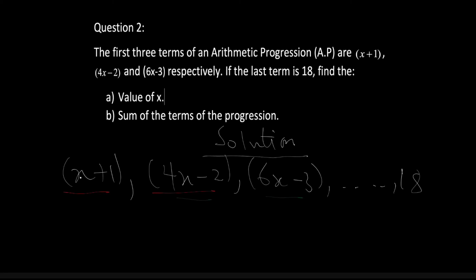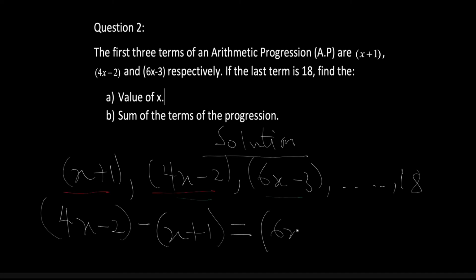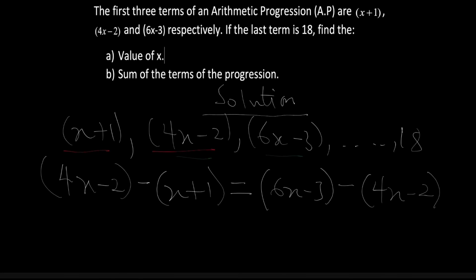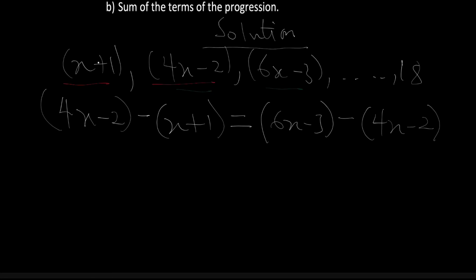So this can be written as 4x minus 2 minus x plus 1, when you subtract this from this, should be equal to 6x minus 3 minus 4x minus 2. That's subtracting this from this. Because this is an arithmetic progression, we are expecting to have the same answer, hence this relation. So now we expand to remove brackets.